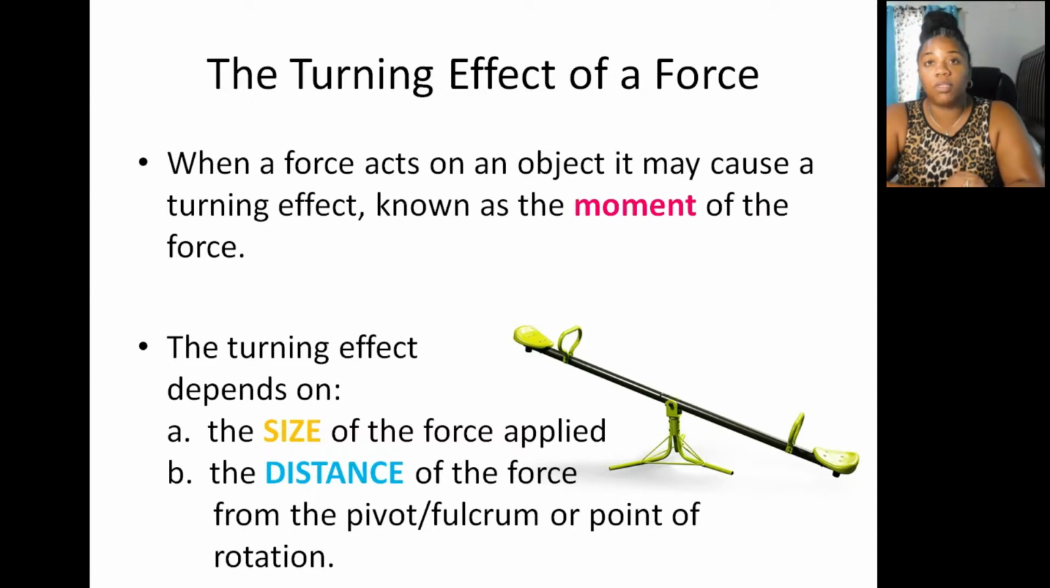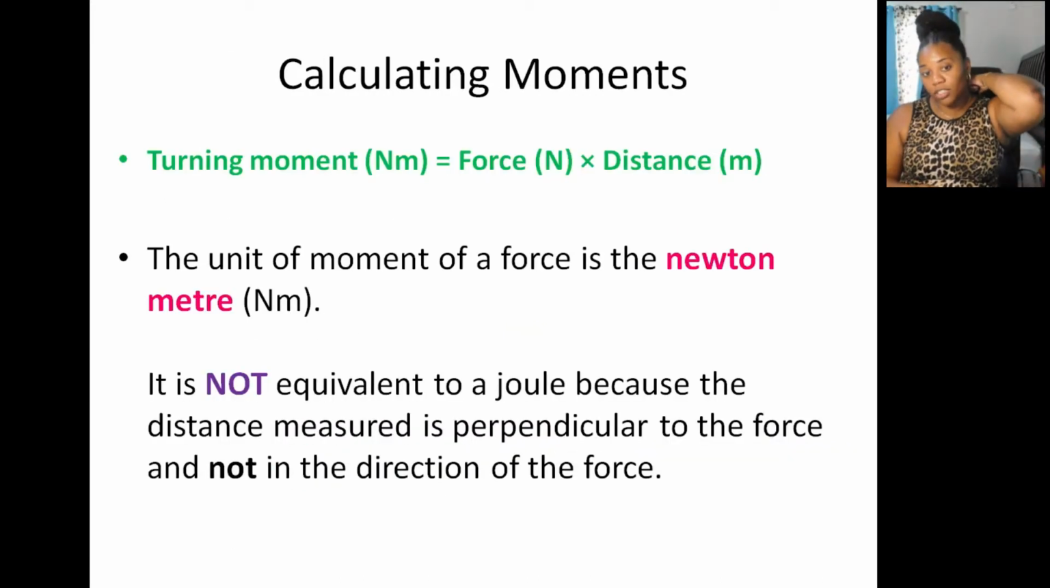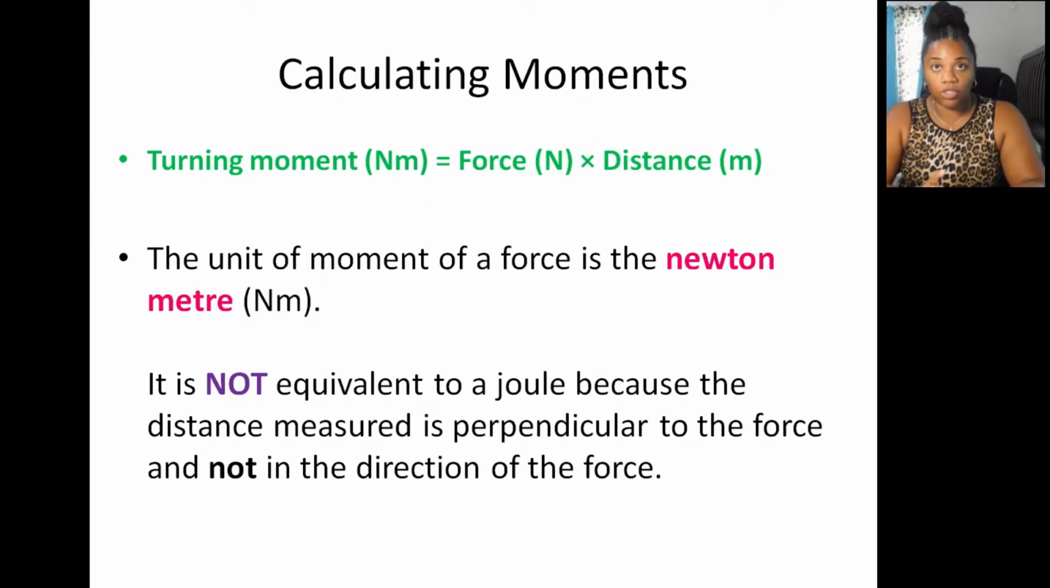The turning effect depends on the size of the force applied and the distance of the force from the pivot, like I showed you in that example just now. The equation for turning moment would be force times distance, and the unit for the turning moment is Newton meters, whereas the unit for force would be Newtons, and the unit for distance would be meters.